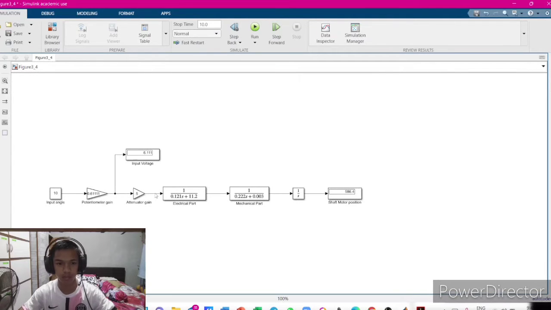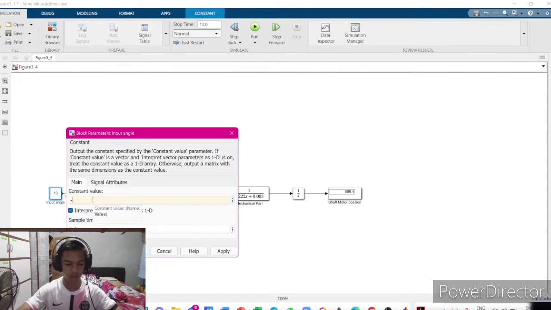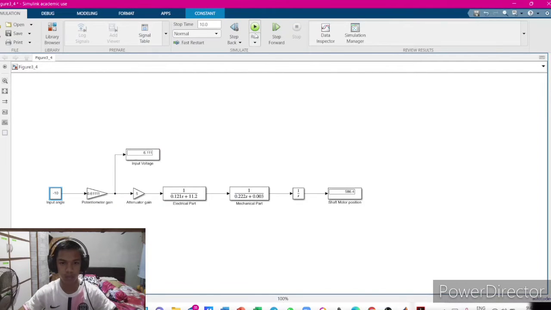Then we run the simulation. We get the input voltage 6.111 and the shaft motor position 586.4. For anti-clockwise, negative 10. So we get the answer: input voltage negative 6.111, and shaft motor position negative 586.4.